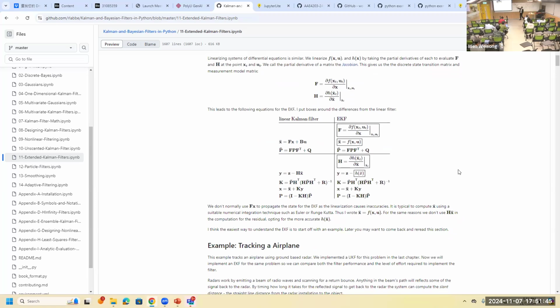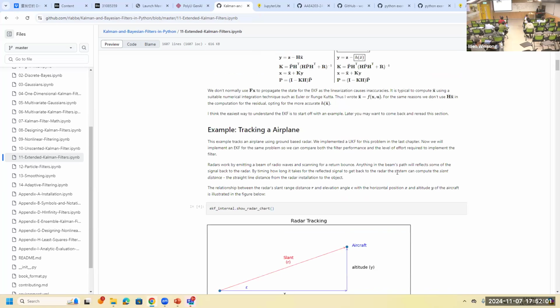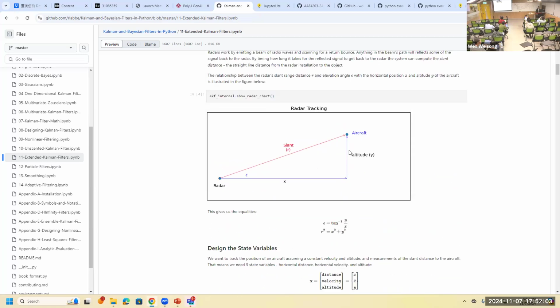Okay, let's finish this. It's quite similar to this one. The major difference is for H, we need to do the linearization with the partial differential for this one. The other part is exactly the same. Later on, they provide examples, for example, the tracking of airplanes.